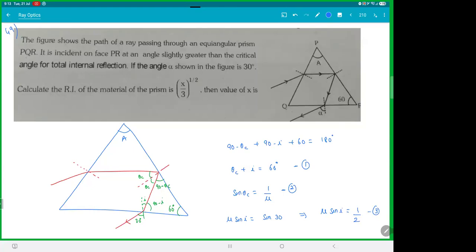So we have these 3 equations. We have to solve for mu. That means I need to remove that sine theta critical there. So let's substitute there. So what is sine I? I is 60 minus theta critical.